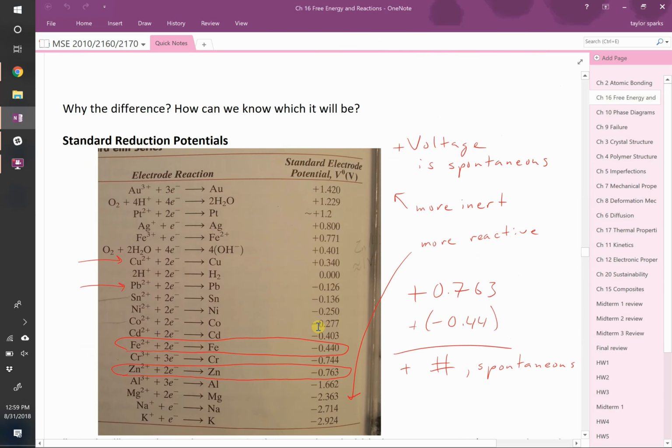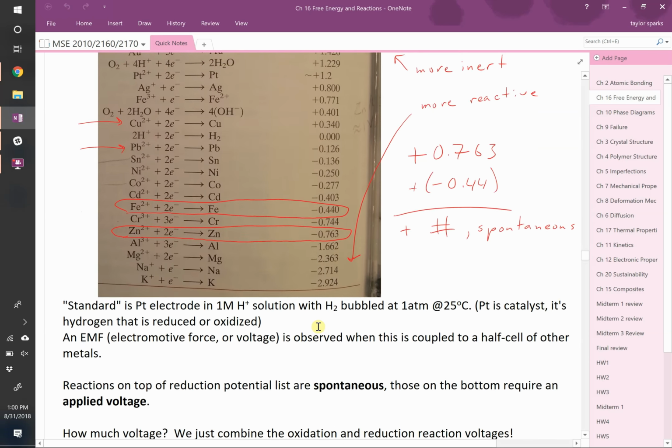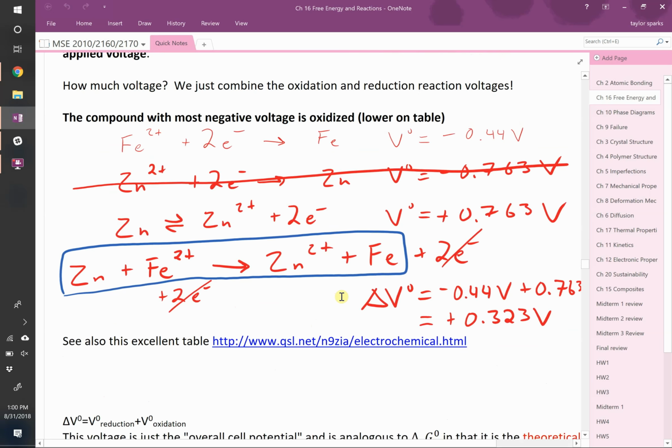Zinc is zinc 2+, and iron up here is also 2+. So when we figure out which one's going to get flipped, the one that gets flipped is the one that, when you reverse its sign and add it up, gives you the largest positive number. So that's going to be the one that's lower on the table, the more negative one. That allows us to write an overall redox reaction which has both the oxidation and reduction.